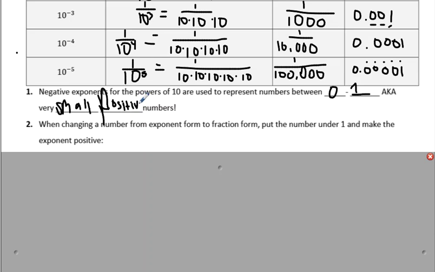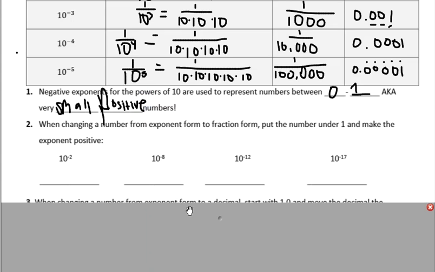The next one says, when changing a number from exponent form to fraction form, put the number under 1 and make the exponent positive. So we practiced this last class as well, but just another reiteration that when it goes under 1, that exponent has to be positive. I don't want to see any negatives. It should be 1 over 10 squared. 1 over 10 to the 8th. What would this one look like? Well, it would be 1 over 10 to the 12th.